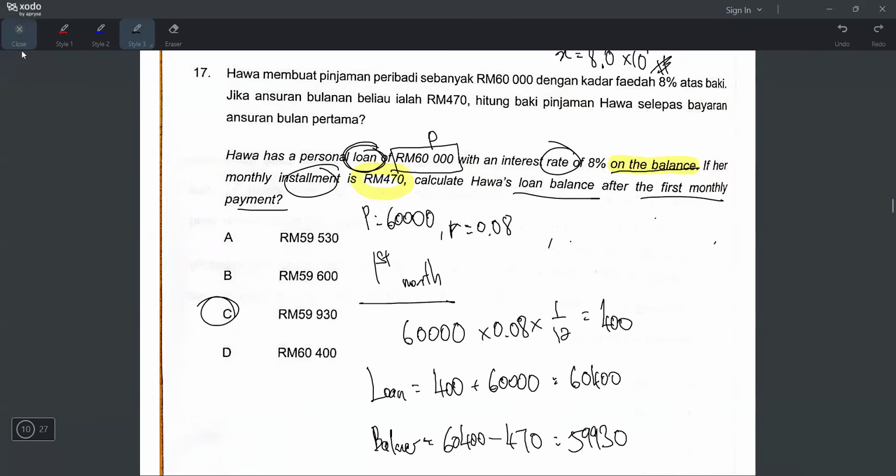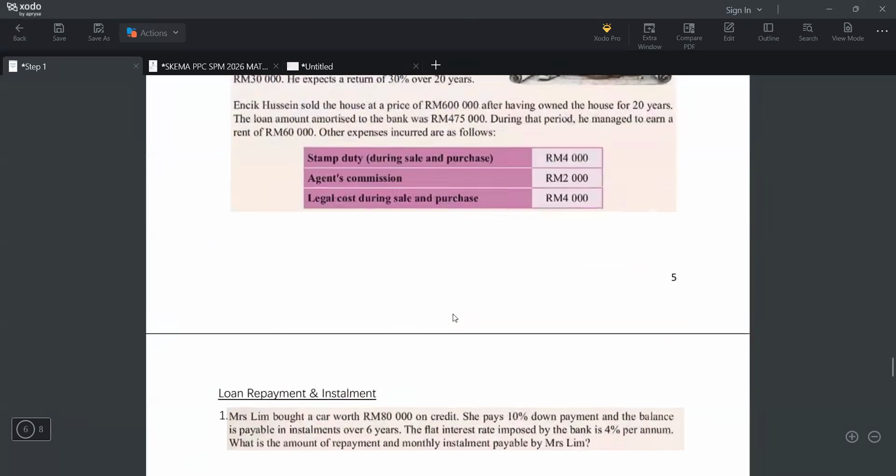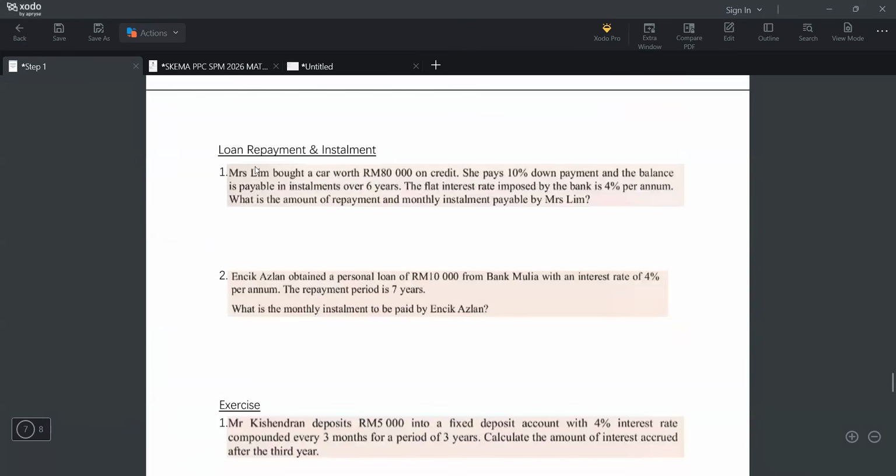Okay. Alright. So this question memang sangat jarang tanya lah. Usually they ask the normal. Okay, let me show you what they ask normally. The more common question is, let me show you, monthly. This one. This is how the normal question looks like. Miss Lim bought a car, 80,000, 10% down payment, 6 years, flat interest rate, blah, blah, blah. What is the monthly installment? This one also, Encik Aslan. Yeah, this is how a normal question looks like.